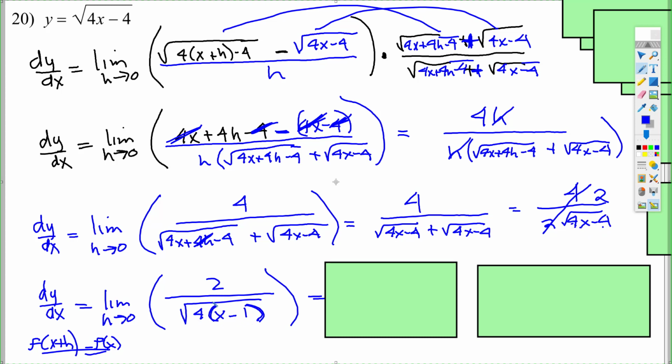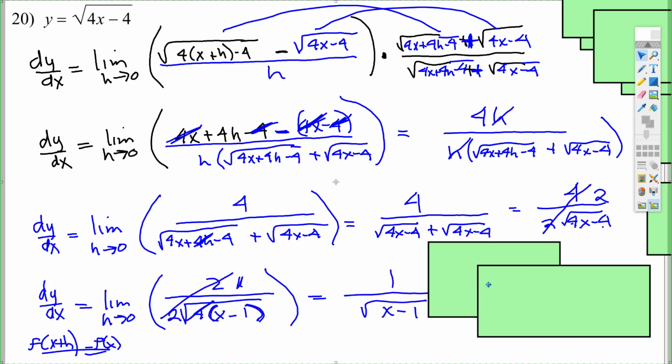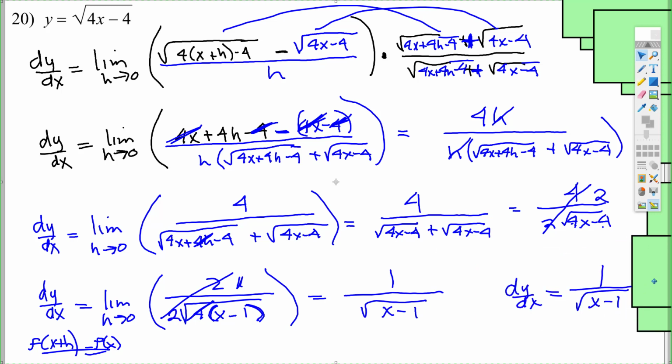Well, what's the square root of 4? 2. And now the 2's cancel to 1. And then the very last step, you just tell me dy dx, so the derivative is equal to 1 over radical x subtract 1. Yeah, that's it.